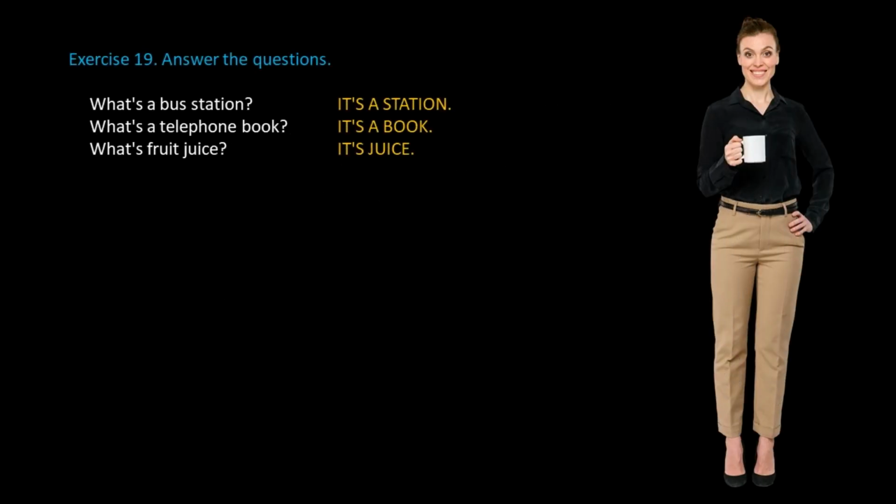Exercise 19. Answer the questions. For example, what's a bus station? It's a station. What's a telephone book? It's a book. What's fruit juice? It's juice. Now, please do the following exercise. You can pause your video until you finish the exercise.